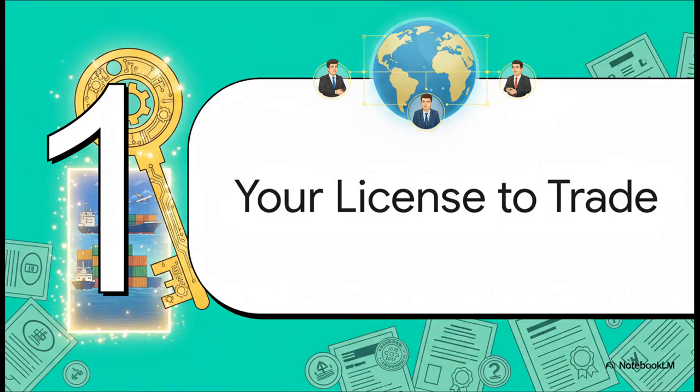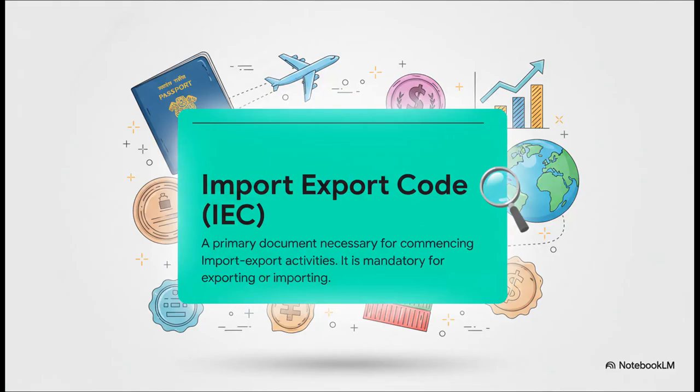All right, first things first. Before you can even think about ordering a single bag, you need a key. And this key unlocks the entire world of international commerce and proves you're a legitimate player in the game. That key is called the Import-Export Code, or IEC for short. Think of it just like your business's passport. It's a unique 10-digit number from the Directorate General of Foreign Trade, or DGFT, and it is, without a doubt, the very first and most crucial document you're going to need.